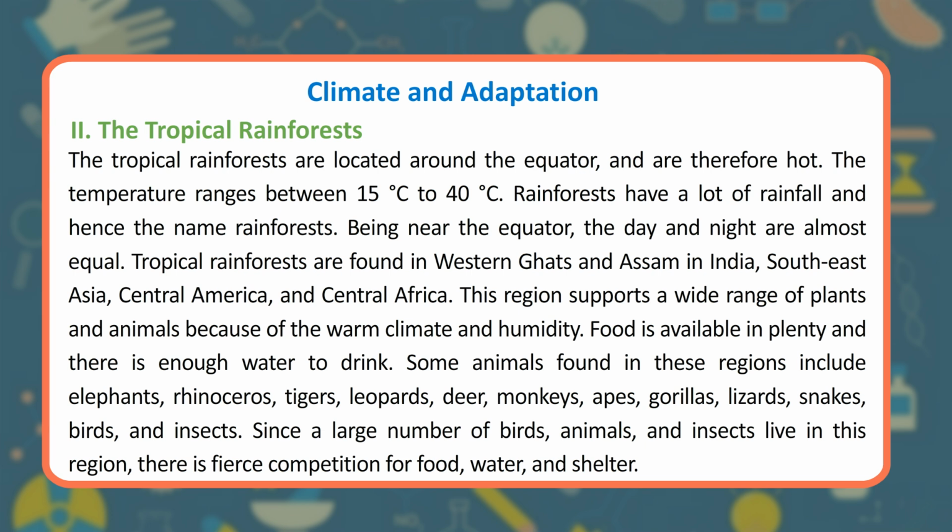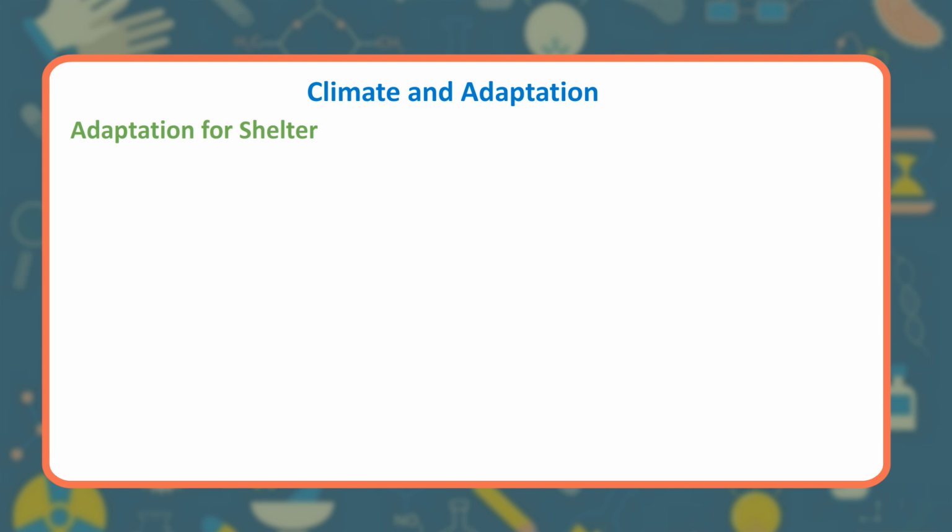This region supports a wide range of plants and animals because of the warm climate and humidity. Food is available in plenty and there is enough water to drink. Some animals found in these regions include elephants, rhinoceros, tigers, leopards, deer, monkeys, apes, gorillas, lizards, snakes, birds, and insects. Since a large number of birds, animals, and insects live in this region, there is fierce competition for food, water, and shelter.